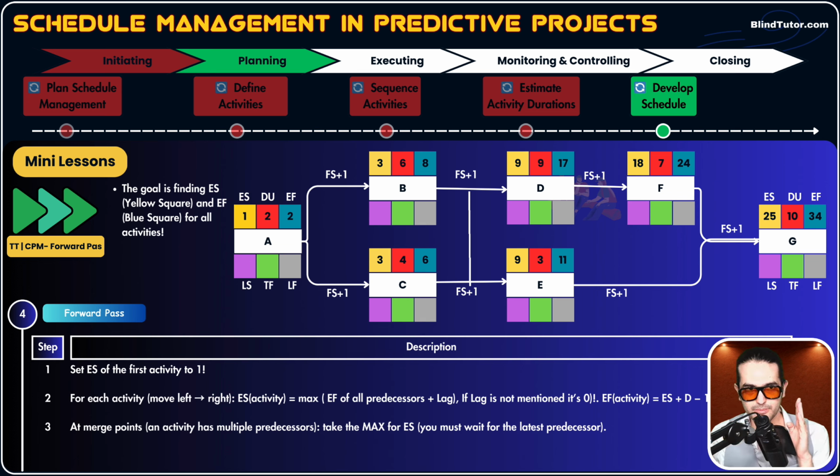ES plus duration minus 1. 9 plus 3 is 12, minus 1, 11. So 11 is EF of activity E. Let's go for activity F.